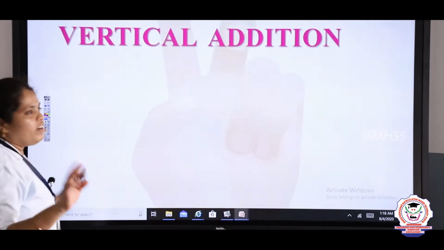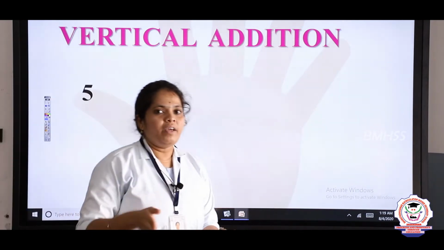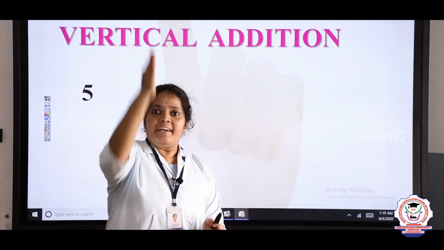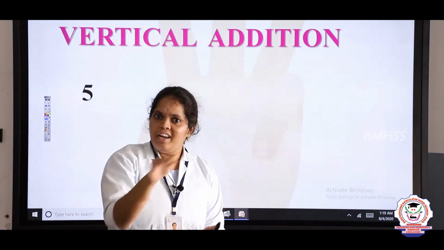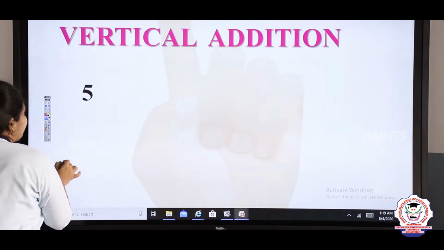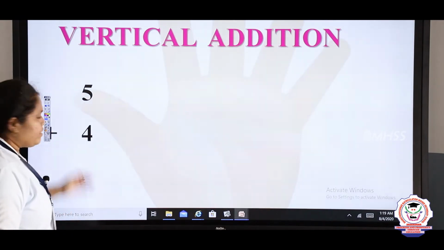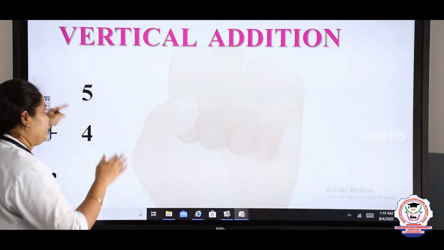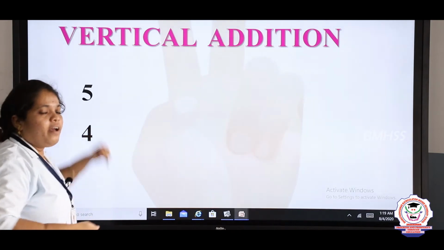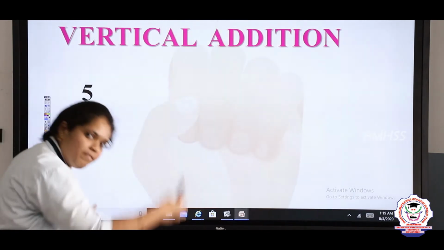Okay, now vertical addition. Vertical addition, how will it be? Like this or this one? Is it in the standing line or sleeping line? Very good, standing line, vertical. So 5 plus 3, the same numbers, but in the vertical format. Before that we saw the horizontal format, now we are going to see the vertical format.